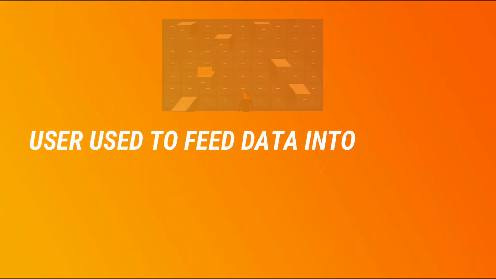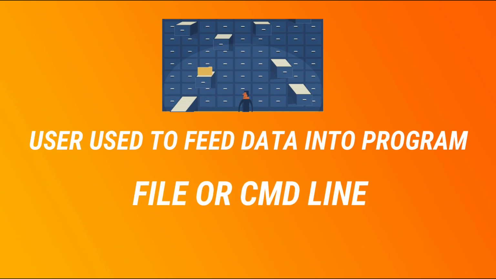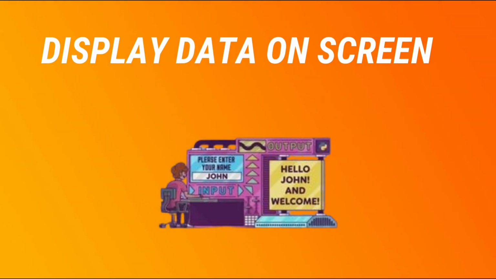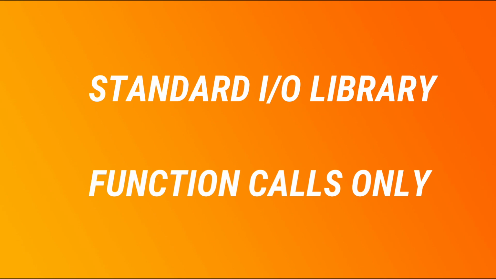Input is when the user feeds some data into a program, and it is given in the form of a file or from a command line prompt. On the other hand, output is displaying some data on a screen or printer or in any file format. Basically, it is a standard input output library which allows input and output operations to be carried out through function calls only.